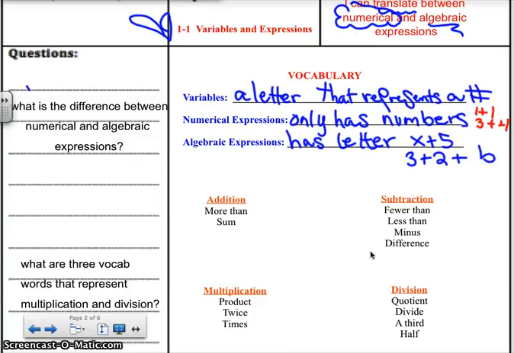So let's look at our guiding questions. This one says, what is the difference between numerical and algebraic? Yep, the difference is a letter. One has a letter, one doesn't, right? So if you feel good about this, awesome. You're on a good route for the first part of the homework. The first part of the homework is just writing down, is it algebraic or numerical? All you're writing is the word algebraic or the word numerical. It's just identifying.